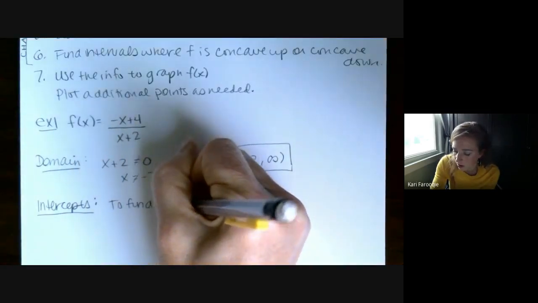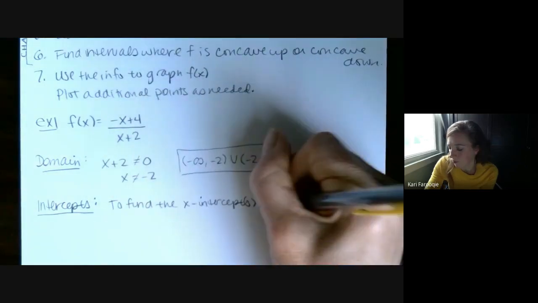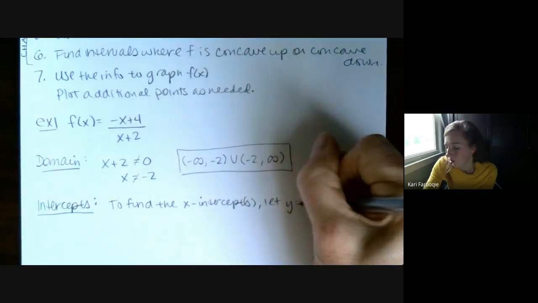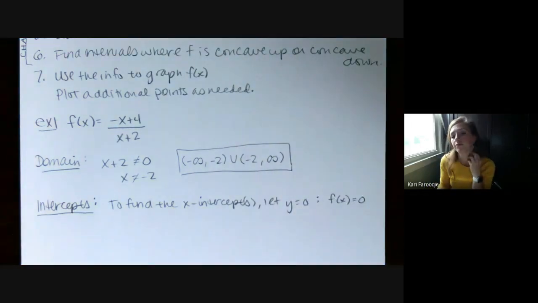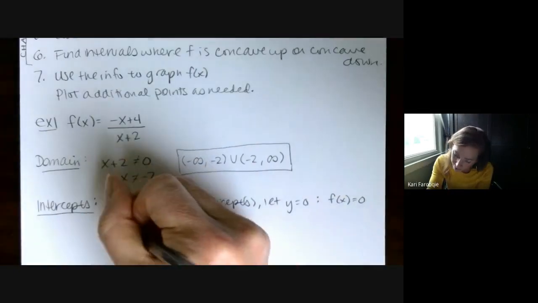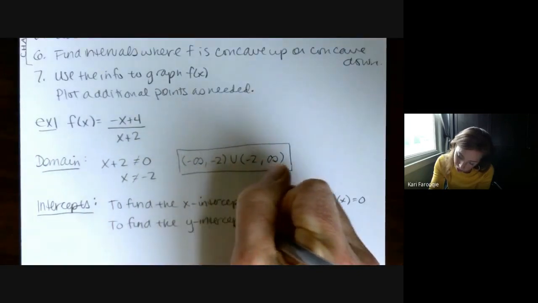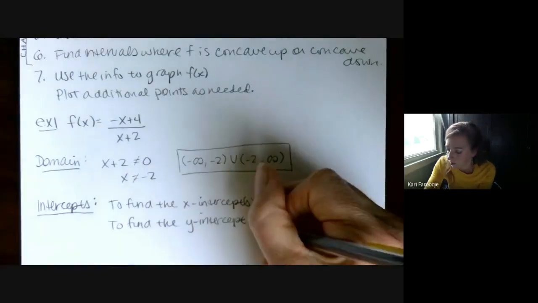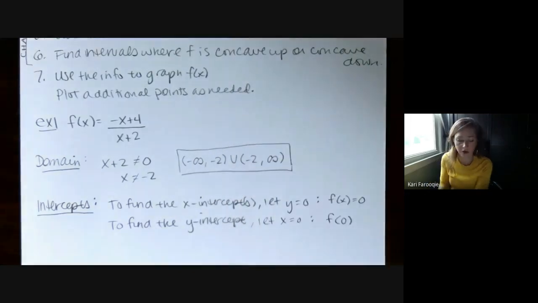To find the x-intercepts, let y equals 0, which means we're taking f of x and setting it equal to 0. Remember, your x-intercept occurs when you're sitting on the x-axis. That happens when y equals 0. So you're going to take your function and set it equal to 0. To find the y-intercept, there will only be one because it's a function. You can't have more than one. We're going to let x be 0, and that means we're finding f of 0.